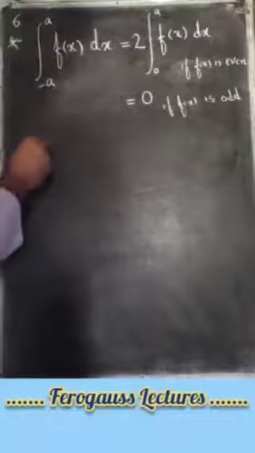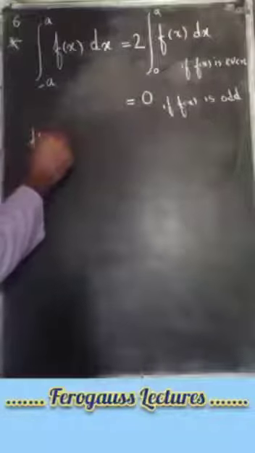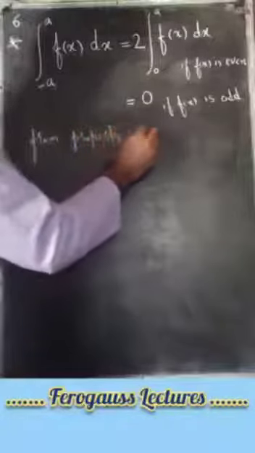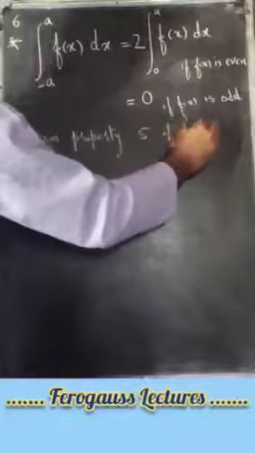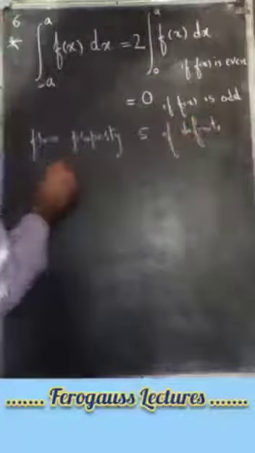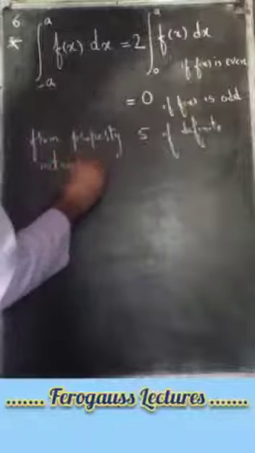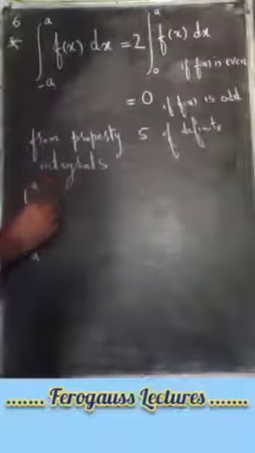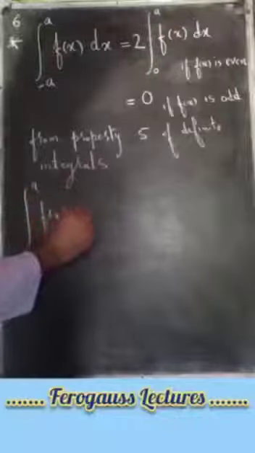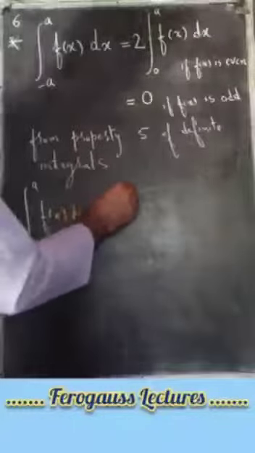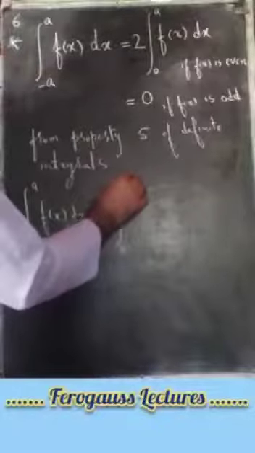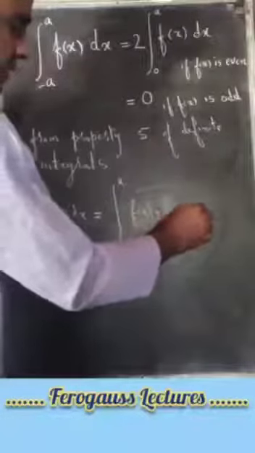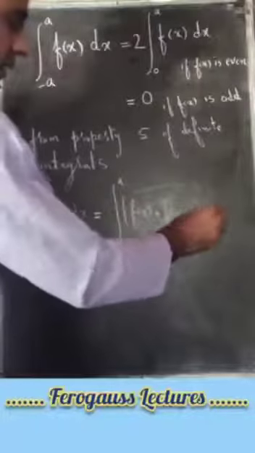Now from property 5 of definite integrals, we have the integral from minus a to a of f(x) dx is equal to the integral from 0 to a of f(x) plus f of minus x dx.